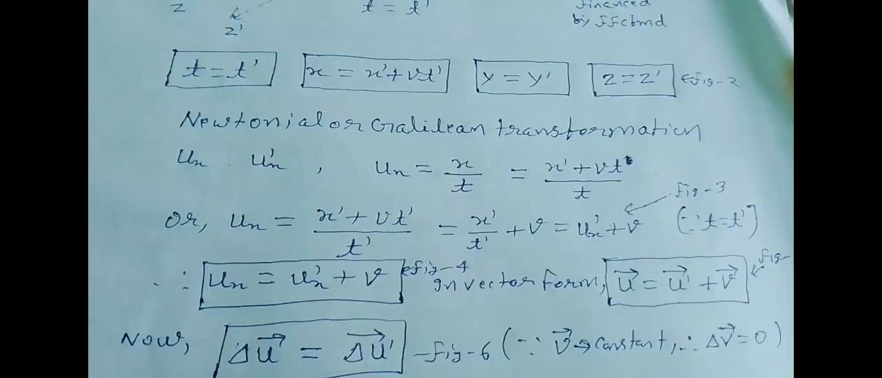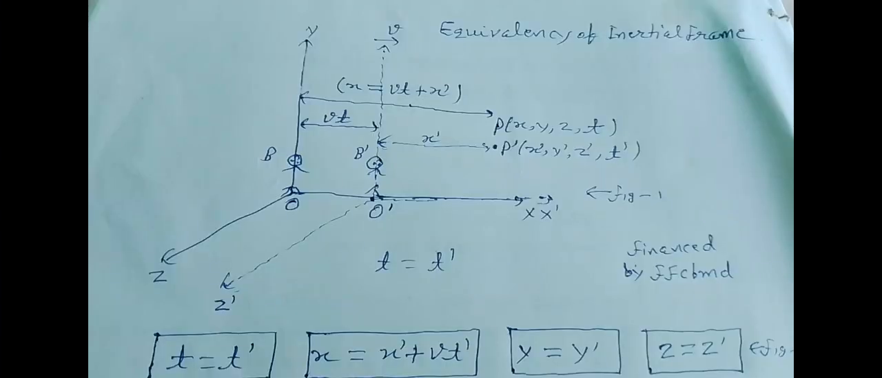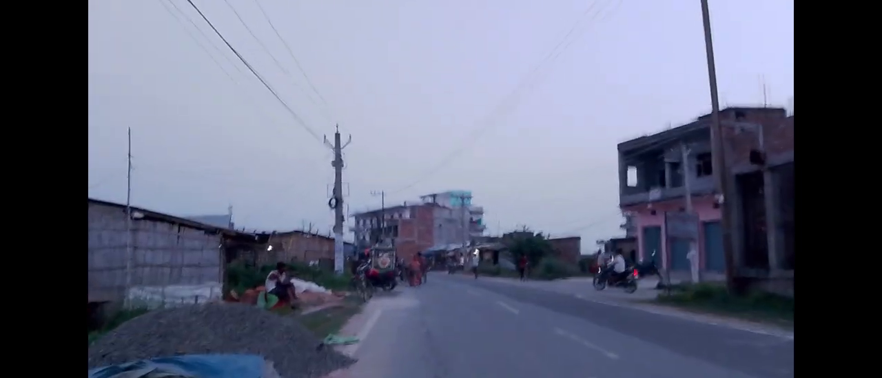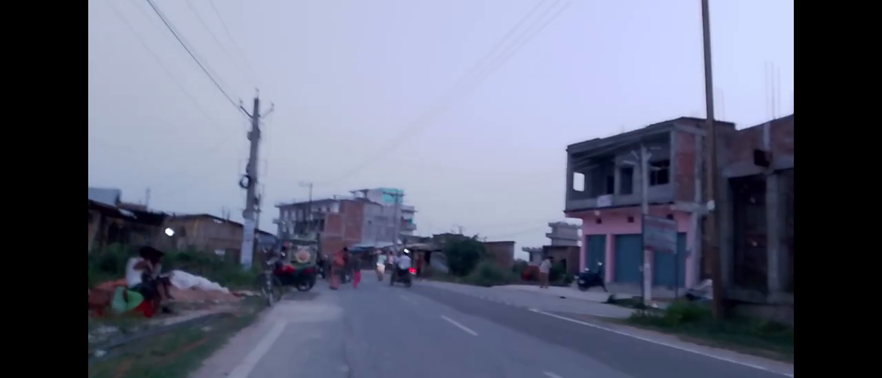So we can say that these two forces are equal. Thus we conclude that although the particle appears to have different velocities to observers in different inertial frames, the force experienced by the particle as computed by different observers is the same.